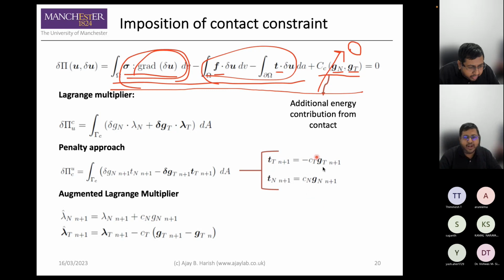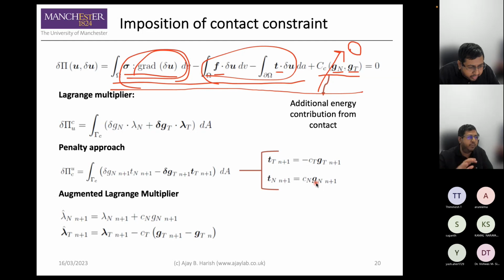So people said, okay, we can add some penalty parameters in there, a normal penalty parameter and a tangential penalty parameter, right? So we are seeing Cn and Ct. And this is basically writing our tractions as Cn times Gn, which is nothing but a gap function in the normal direction. I'll come to the tangential direction in a minute, because the normal direction is always nice to think about. The tangential direction is always a little more complicated.